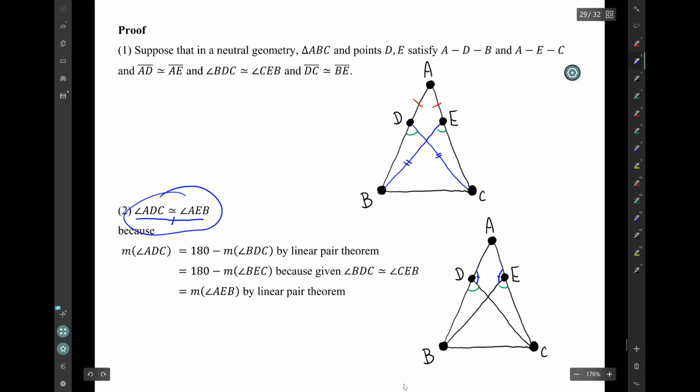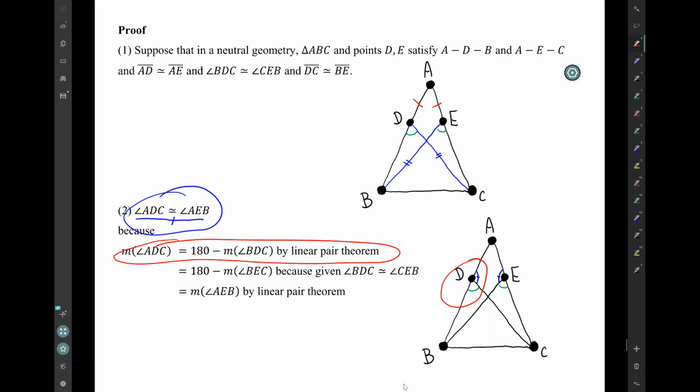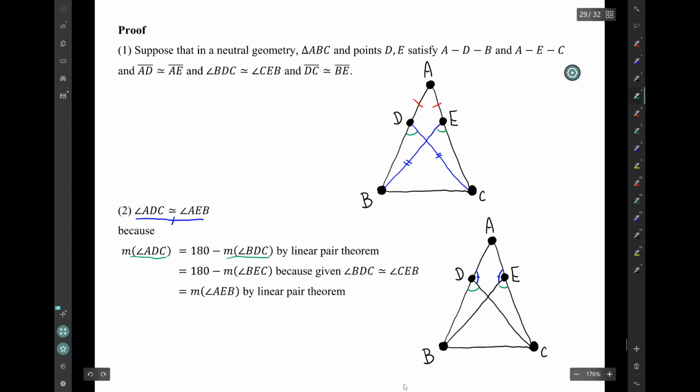Now why is that? Well, it's because, first of all, we can apply the linear pair theorem to these two angles to say that angle ADC, that blue angle, is 180 minus angle BDC, that green angle. And then we use the fact that angle BDC is given as congruent to angle CEB. So these two green angles have the same measure. And then finally we apply the linear pair theorem to this pair of angles. That pair of angles is a linear pair, and so this quantity is equal to this quantity. And that proves that the measure of angle ADC is equal to the measure of angle AEB.